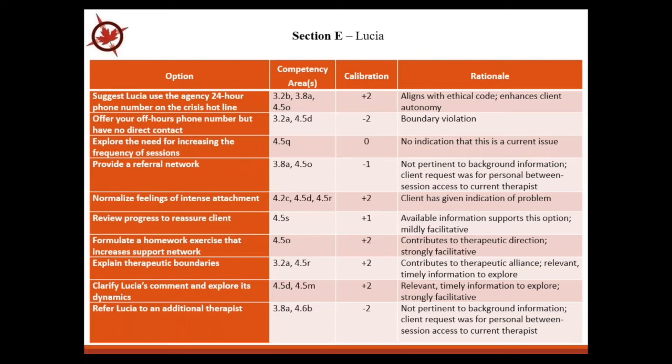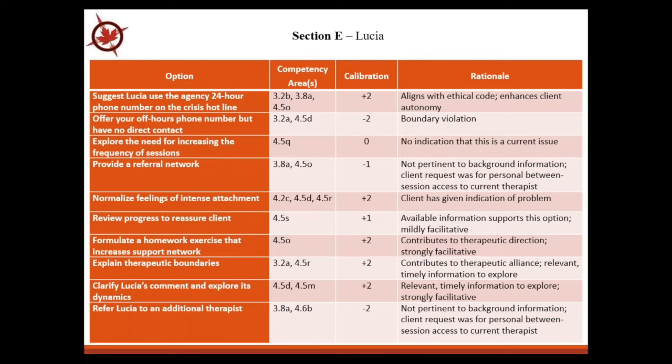Explore the need for increasing the frequency of sessions. That's one of those benign ones I talked about earlier. There's no indication that that's a current problem. Perhaps you want to provide a referral network. That's a -1, is not going to cause any huge detrimental issue, but it's not pertinent to the background information that the client was requesting. You might want to normalize the feelings of intense attachment. +2, it's addressing the elephant that's in the room. The client's indicated that this is the problem, right? Review progress to reassure, etc.